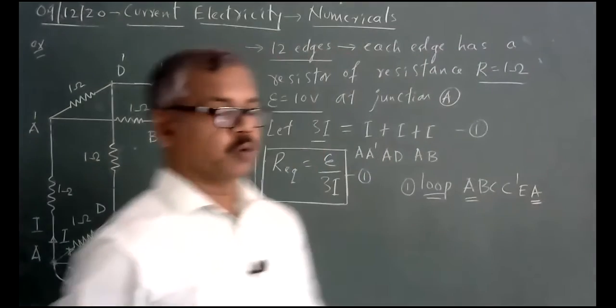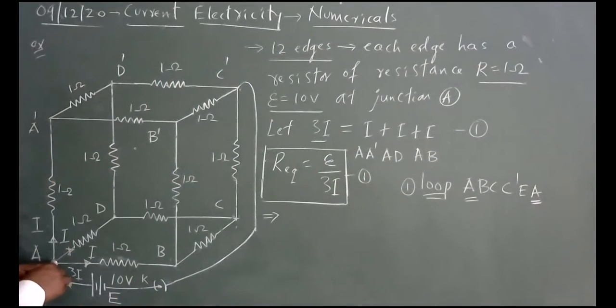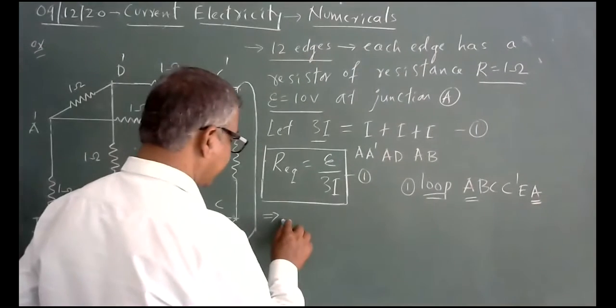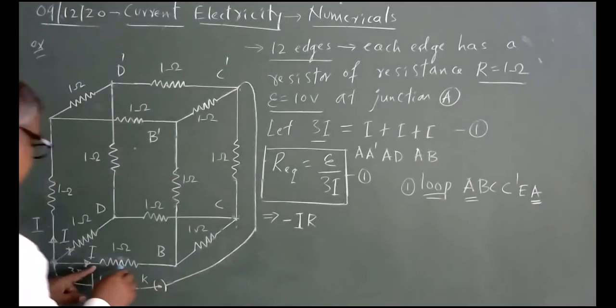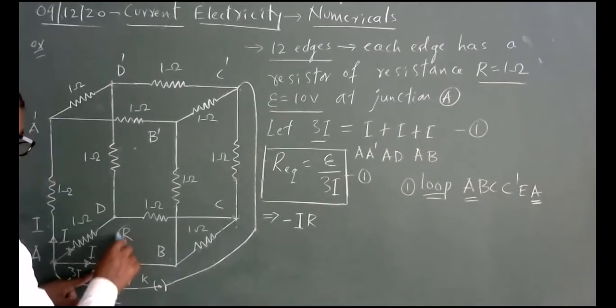Let me write the loop rule. When my travel direction is from A to B, I have a resistor of 1 ohm and a current I. Since the direction of travel and the direction of current are the same, I write minus I into R, where R is 1 ohm.